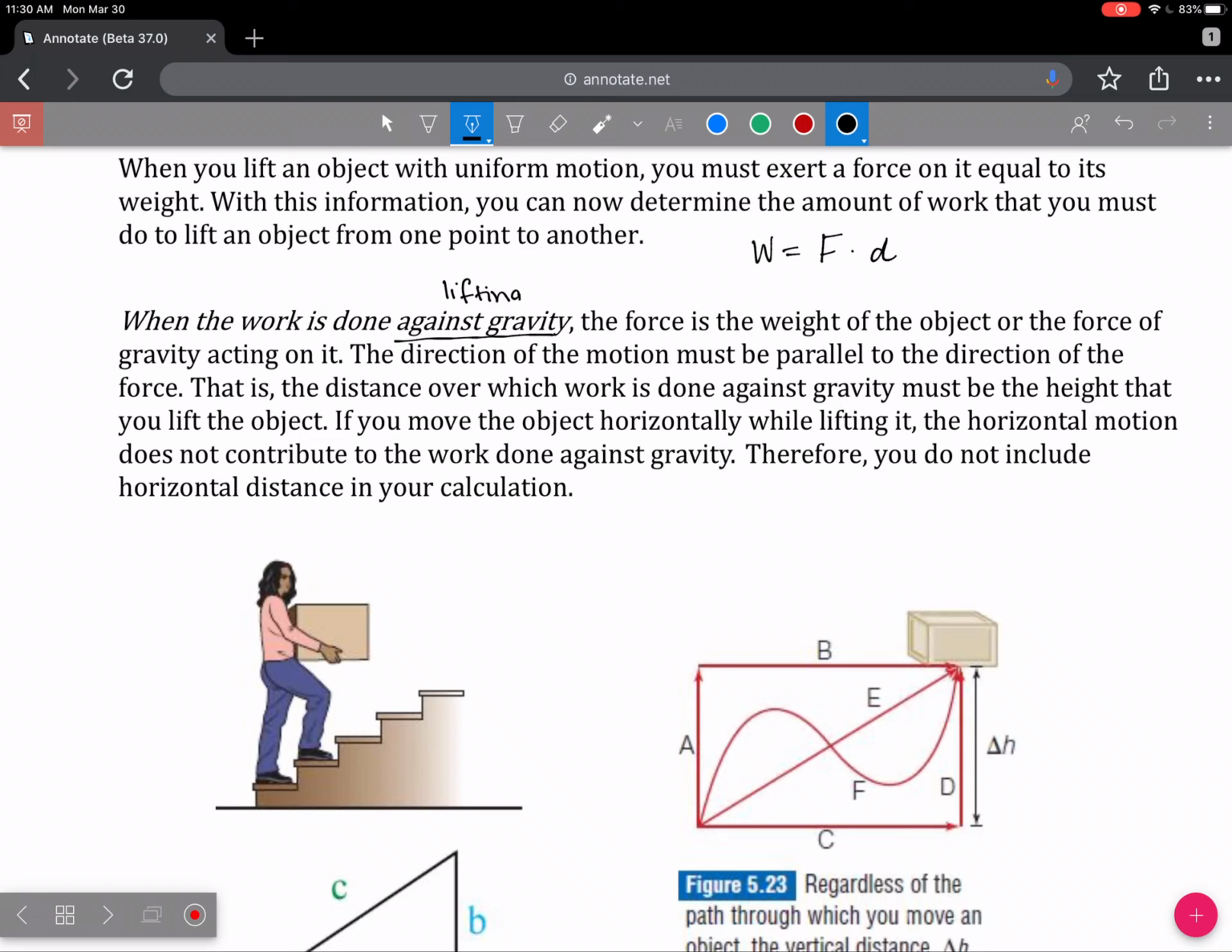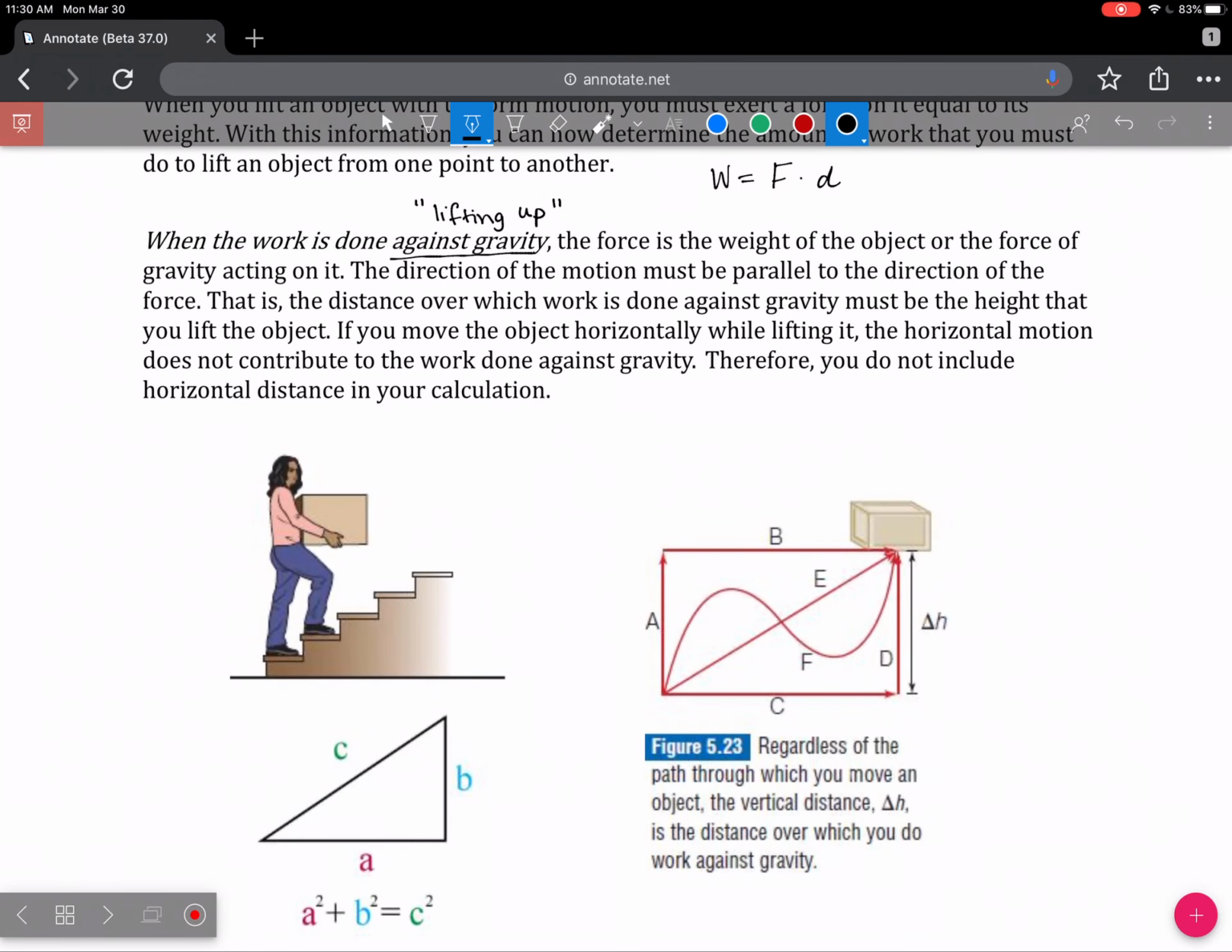And so if we're talking about when the work is done against gravity, so we're talking about lifting and lifting up only, because gravity acts down. So when you want to do work against gravity, you have to lift up. So the force is the weight of the object. And remember, weight is Fg. So the direction of the motion must be parallel to the direction of the force. So let's unpack that a little bit. The direction of the motion must be parallel to the direction of the force. That is, the distance over which work is done against gravity must be the height that you lift the object.